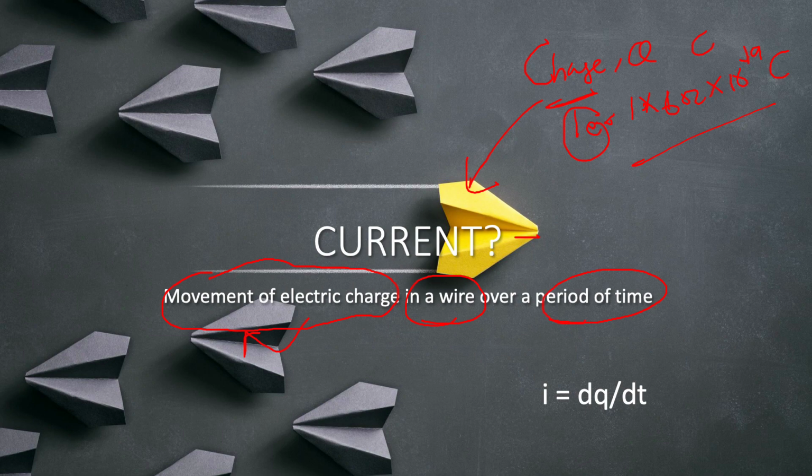So if you look at this formula here, how do you relate? I is current, Q is charge. This charge will move from one time to another time, so you denote the time here. So I equals the differentiation of Q over time. That's why we have the words movement of charge in a wire over time.